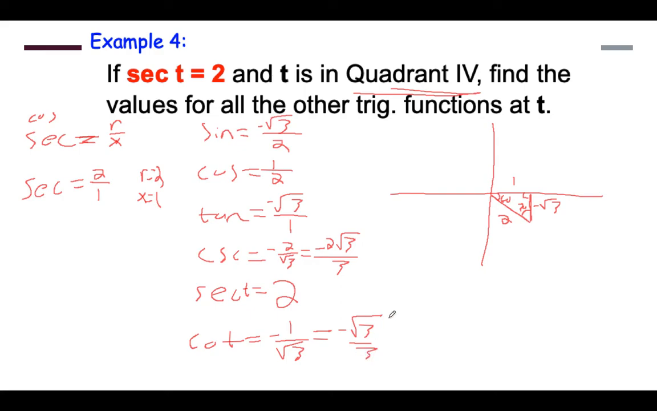Okay, and so these are all of our values. It's also important to note which ones need to be positive and which ones need to be negative. We're in quadrant 4. All students take calculus, which means cosine and its reciprocal, which would be secant, should be positive, everything else negative. So, yep, that's negative, negative, negative, negative, and then secant and cosine are positive, so it checks out.